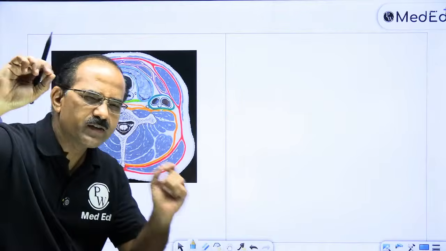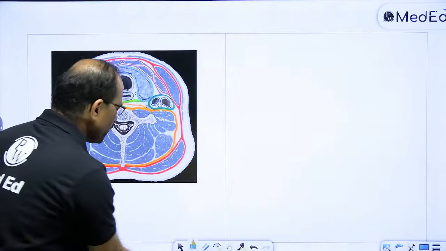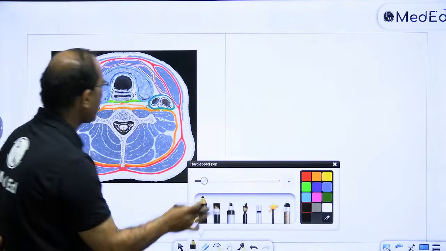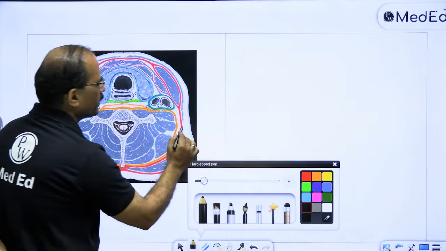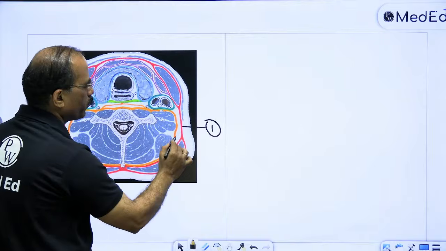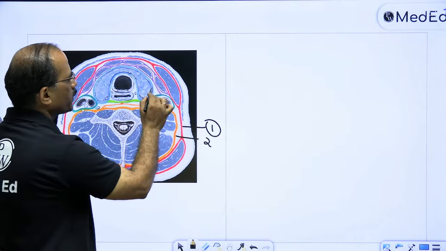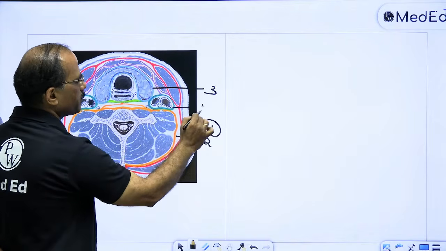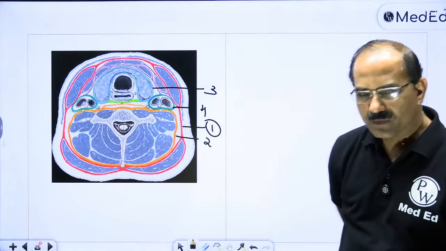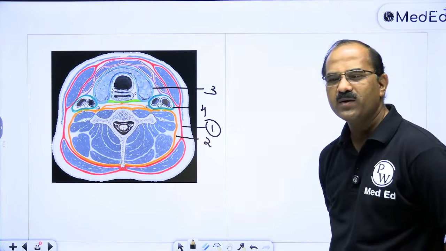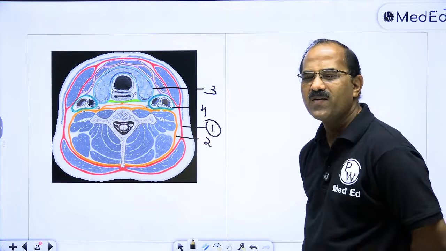I'll point out certain things. Just try to identify them. First, let's see: what is this number 1 in red? What is this number 2? What is this number 3? And what is this number 4? These are the fascias of the neck. Can you tell me what these 1, 2, 3, 4 are?